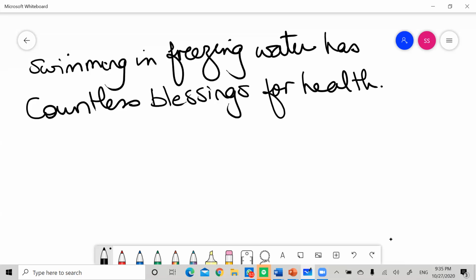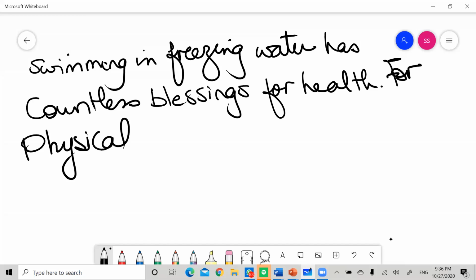Okay, go on. I want the physical, but I want to group the ideas. I want to show the examiner that I can understand and group my ideas. I know that there are physical and there are emotional. So let's start with the physical blessings. For the physical ones, let's go on. It helps us with recovering from injuries.